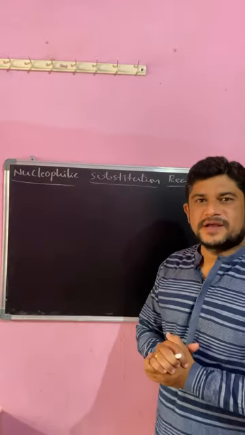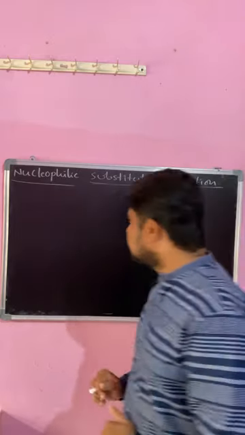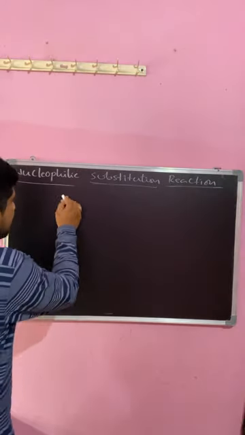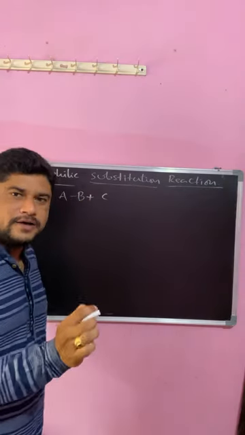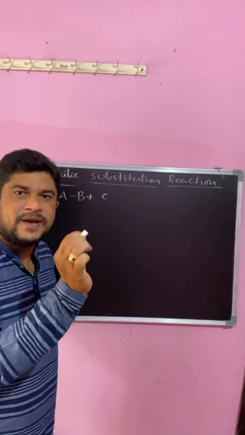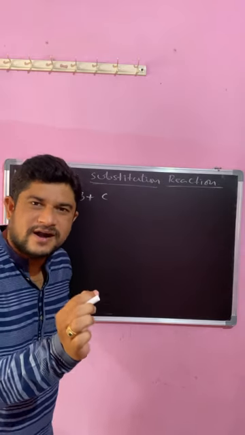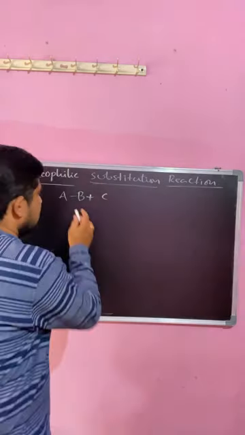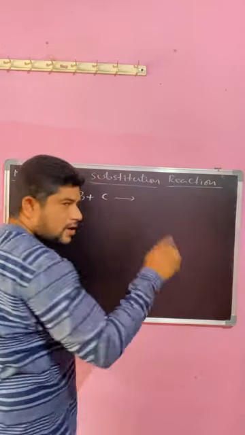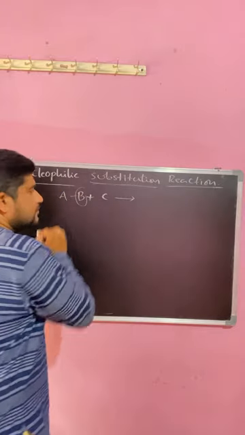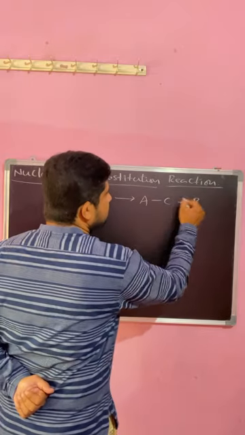So first, what is a substitution reaction? A substitution reaction means that in a molecule, one atom or group or ion gets replaced by another atom or group or ion. Those reactions are called substitution reactions. Here AB is a molecule reacting with reagent C, and in the product, the B atom gets substituted by C. So the product will be AC plus B.